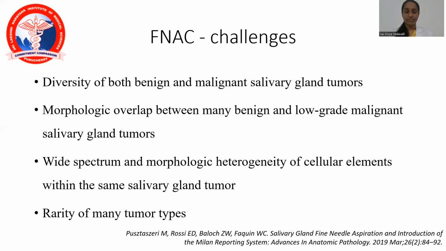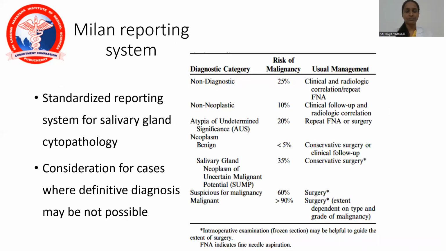There's a wide spectrum and morphologic heterogeneity of cellular elements within the same salivary gland tumor, which also makes diagnosing a particular histology on FNA challenging for the pathologist. There are also a certain number of rare tumor types, which is another challenge for the pathologist reporting the FNA result in a suspected salivary gland mass.